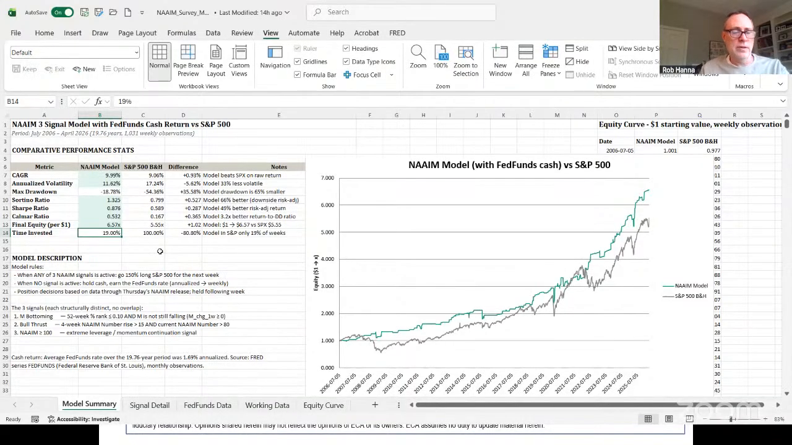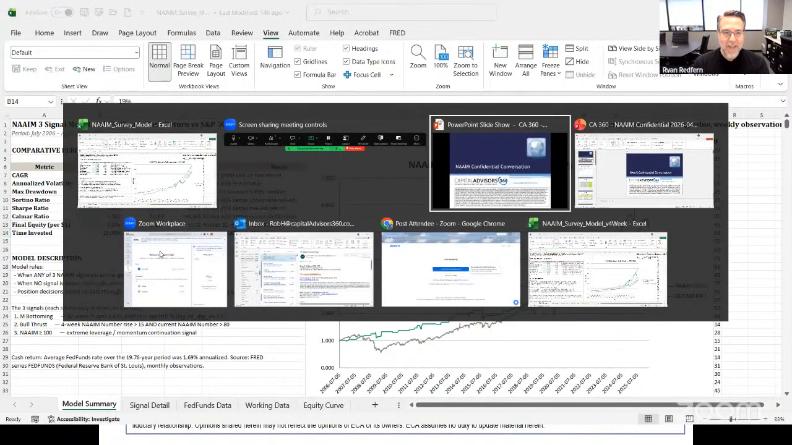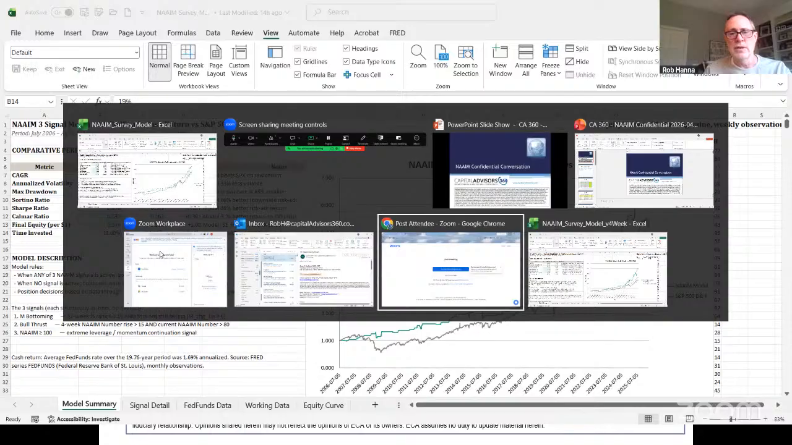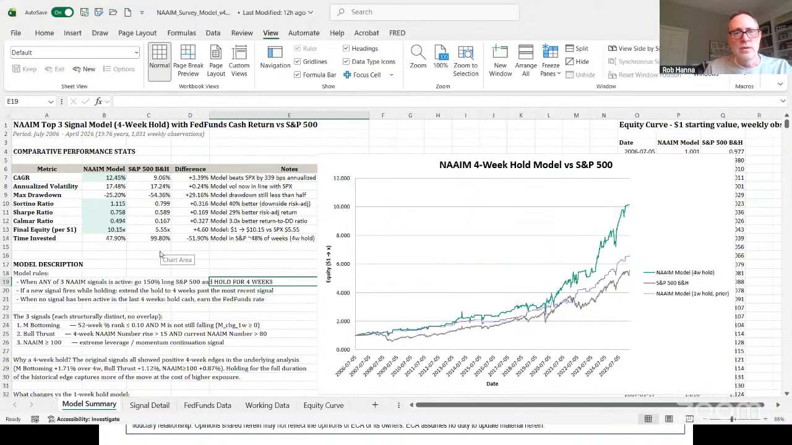And actually I have another one. I did a second version of this, and I'll just show that quickly. And it's the same entry signals. The only difference is here we're holding on instead of 1 week. If you get a signal, you're holding on for 4 weeks.